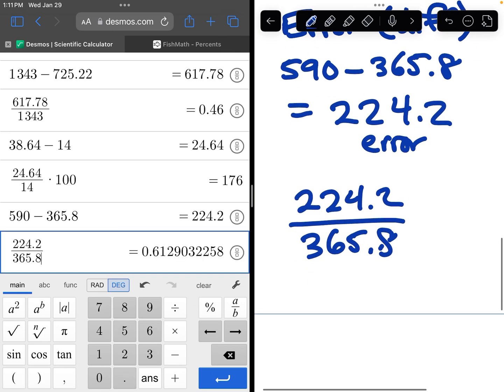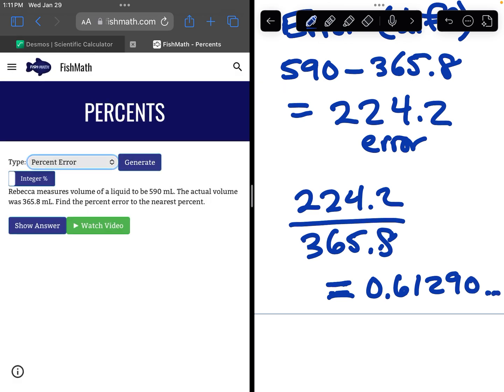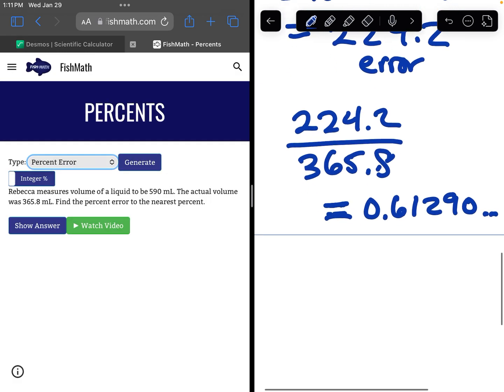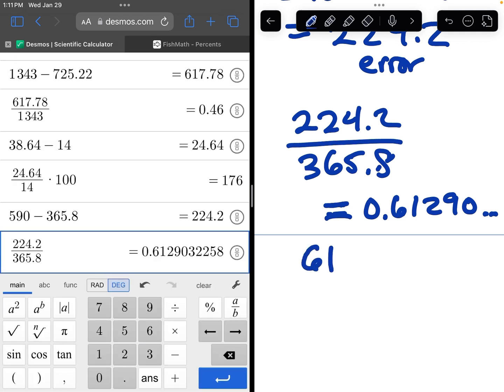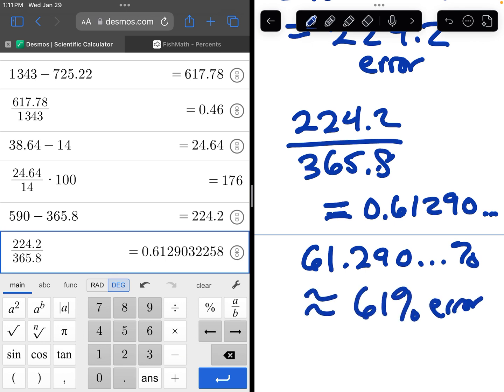And it gets a decimal here, which doesn't mean we're wrong. We just need to read our directions and see how to round it. So 0.61290, etc. It says to round to the nearest percent. That's nearest whole percent. So as a percent, this would be 61.290%. So nearest whole percent would be about 61% error.